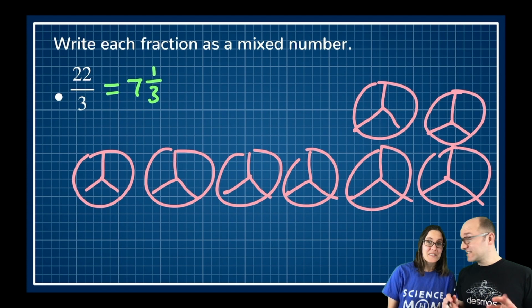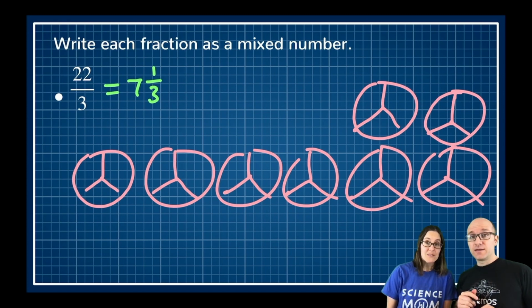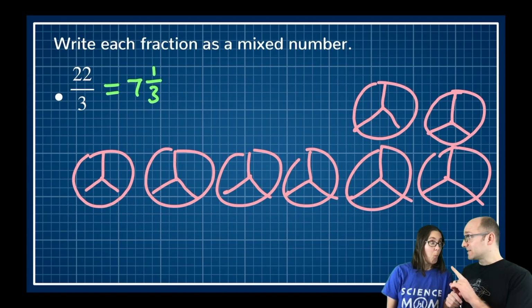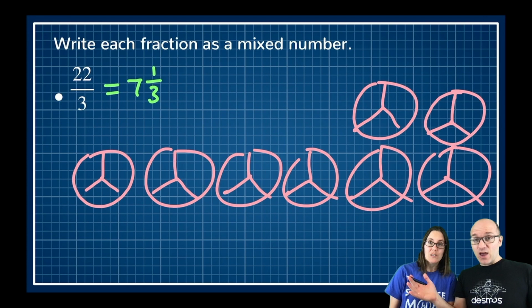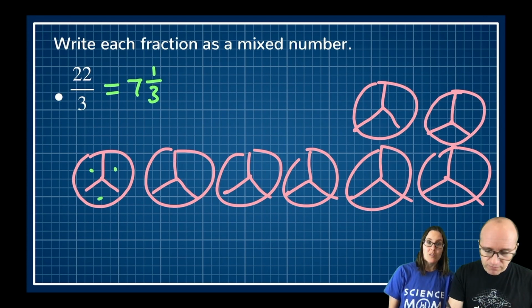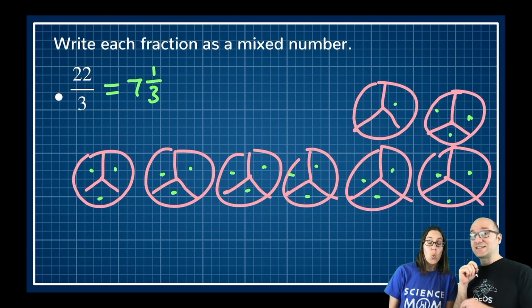So to visualize this, we're going to imagine having pizzas that are cut into thirds. 7 pizzas? No, there are 8 pizzas there. There are 8 pizzas because there are 7 full pizzas, plus we need a little bit more of one pizza. So let's count this out. I got 1, 2, 3, 4, 5, 6, 7, 8, 9, 10, 11, 12, 13, 14, 15, 16, 17, 18, 19, 20, 21, 22 slices of pizza.